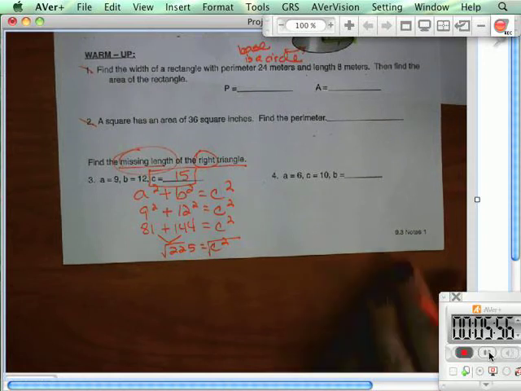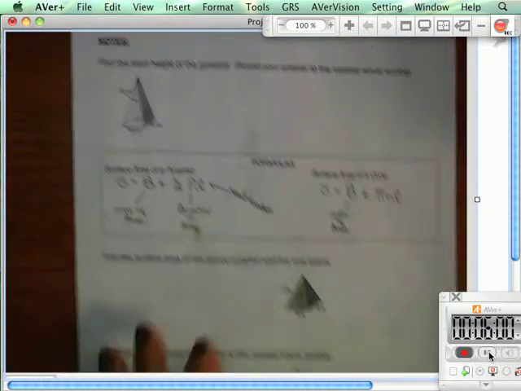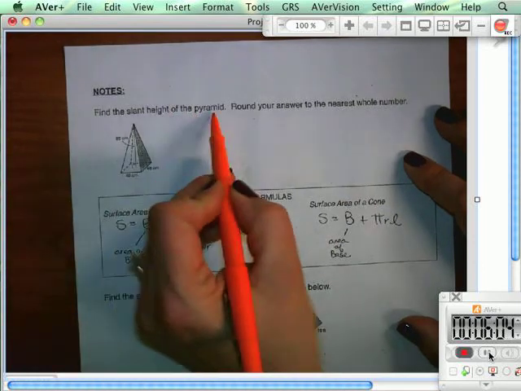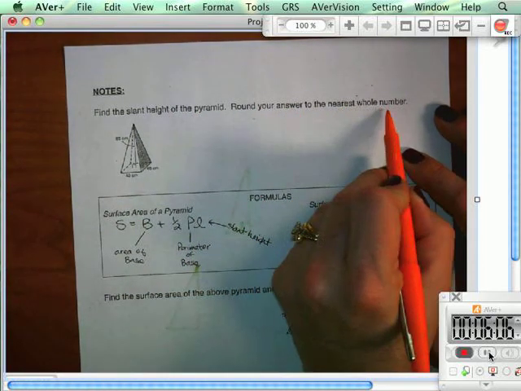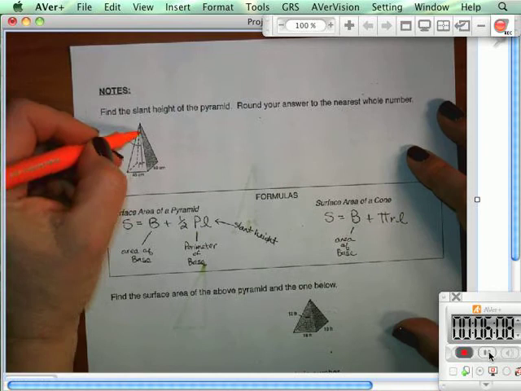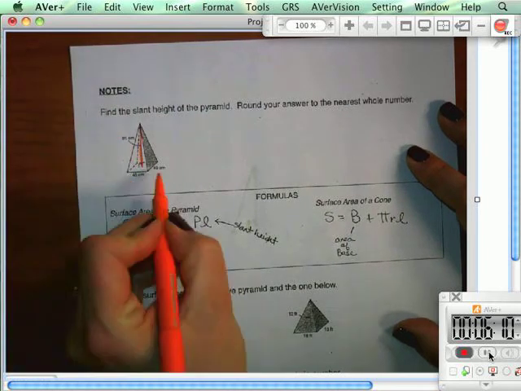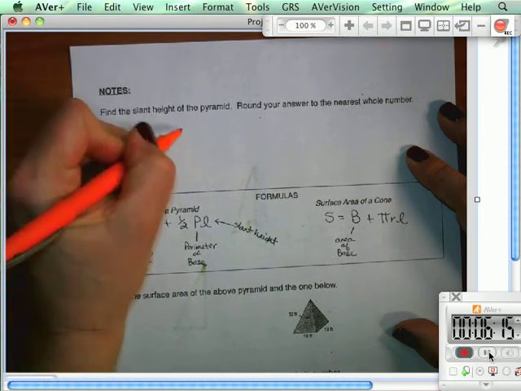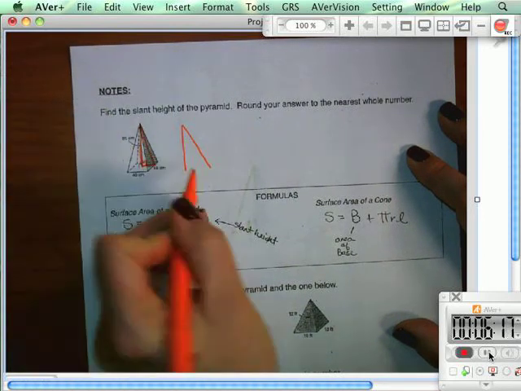All right, turn it over. Here's how you're going to use it. Well, first let's do this. Find the slant height of the pyramid and round your answer to the nearest whole number. So again, take a look inside here. If I were to take this piece out, it is a right triangle, so I'm going to redraw it right here.